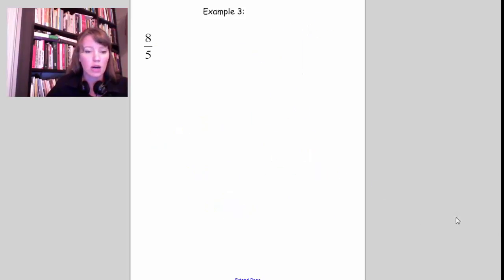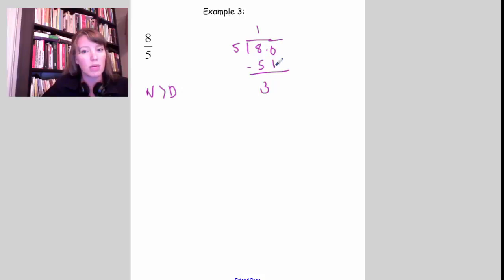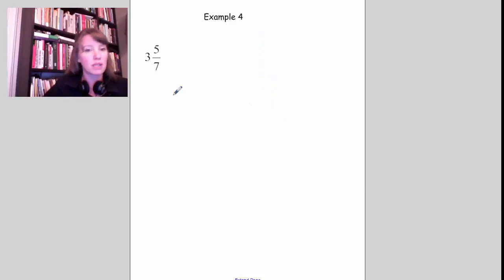Okay, let's check out an improper fraction. So this is an improper fraction because the numerator is greater than the denominator. When this happens, we would expect the quotient to be greater than 1. Okay, and so here I already see that 5 goes into 8 once, so I already see that it's going to be greater than 1. Put the decimal up here, 5 goes into 30 six times, and this is also then a terminating decimal. This is 1.6.